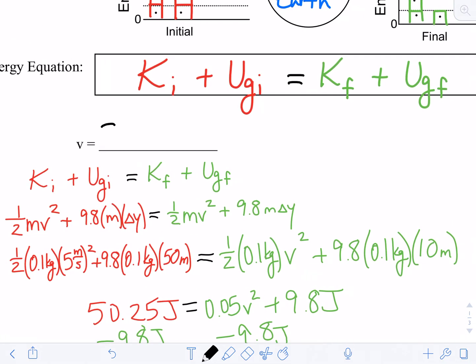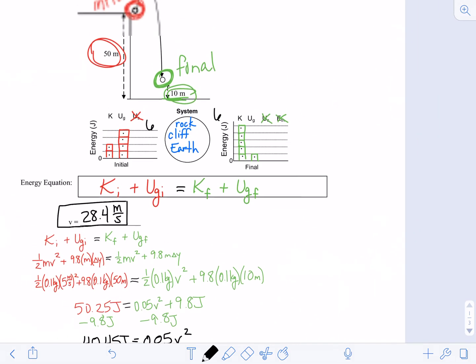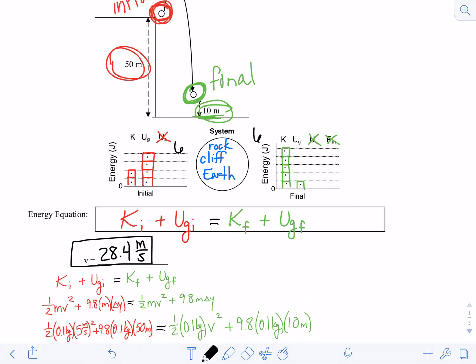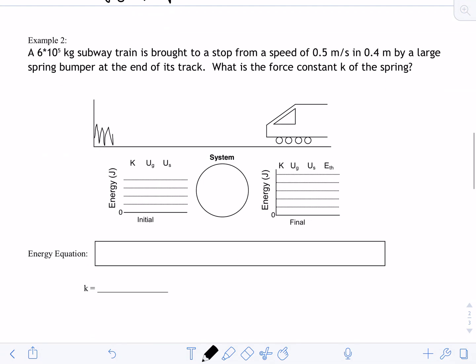So there we go. This bad boy is going to be moving at 28.4 meters per second by the time it gets 10 meters above the ground. Yeah, we didn't have to use any kinematic equations to get that, so that was pretty awesome. Okay, so let's do another example problem.